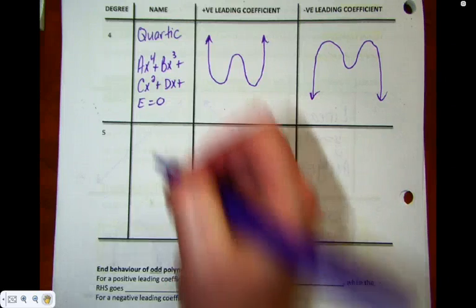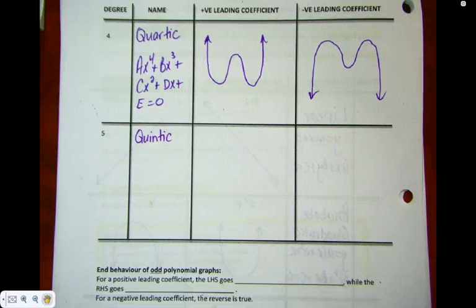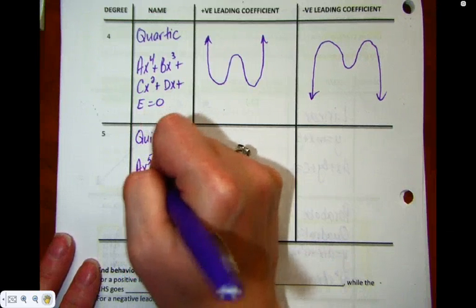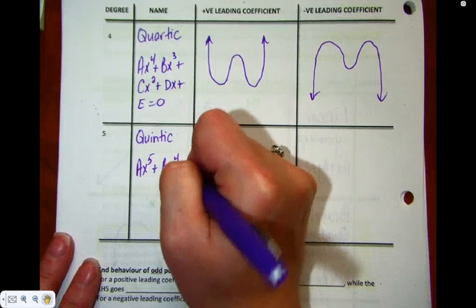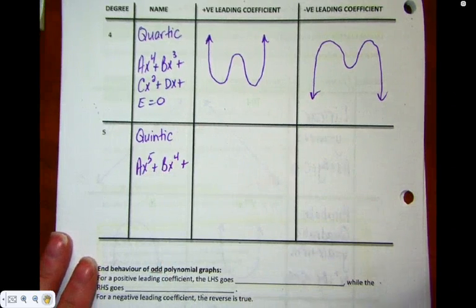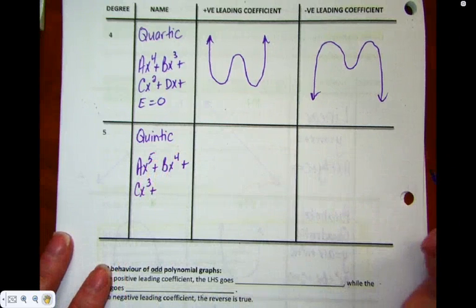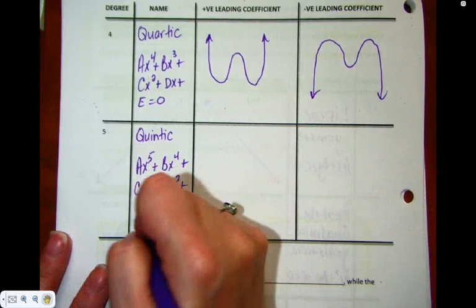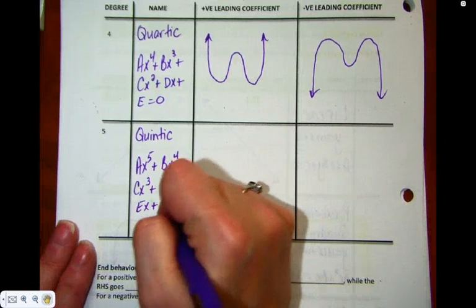X to the 5, quintic. Ax to the 5 plus, plus, plus, plus, plus, wait for it, that's right, f equals 0.